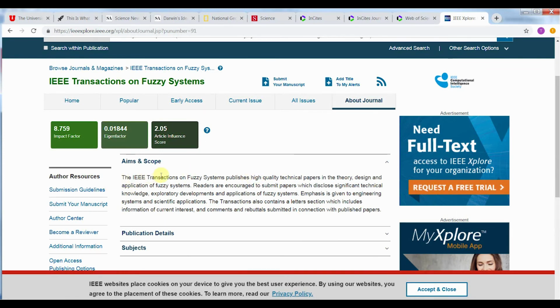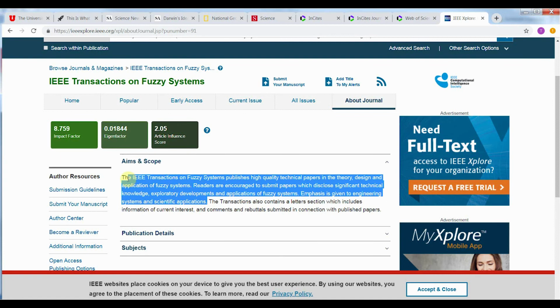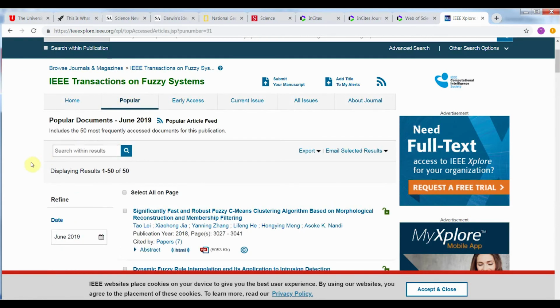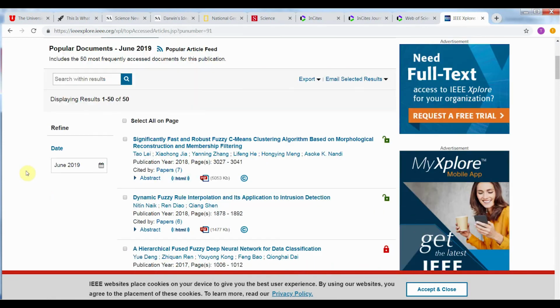The IEEE Transactions on Fuzzy Systems publishes high-quality technical papers in the theory, design, and application of fuzzy systems. Probably stop reading there. This kind of is their mission statement. They are also going to talk about their most popular articles. Often on the web page for a given journal, they will list their most cited articles and the ones that are getting the most attention. Here's one. It looks like it's been out for 1 year and it's been cited by 7 other articles already, so that's pretty good. I mean, sometimes peer review takes a while.